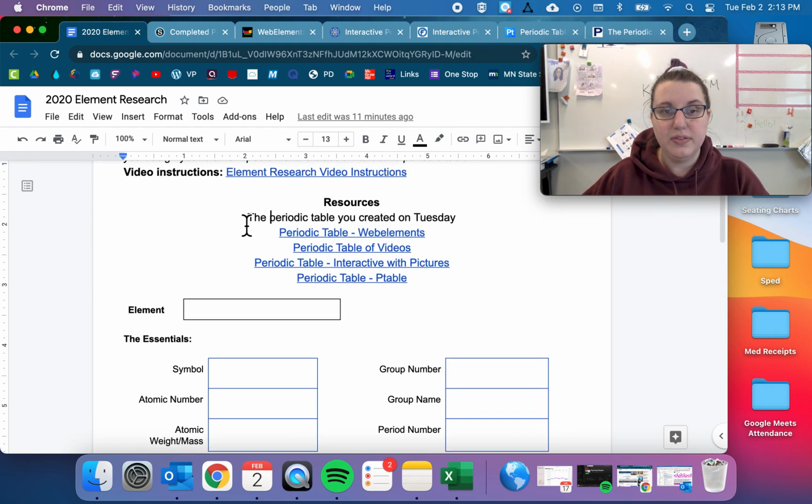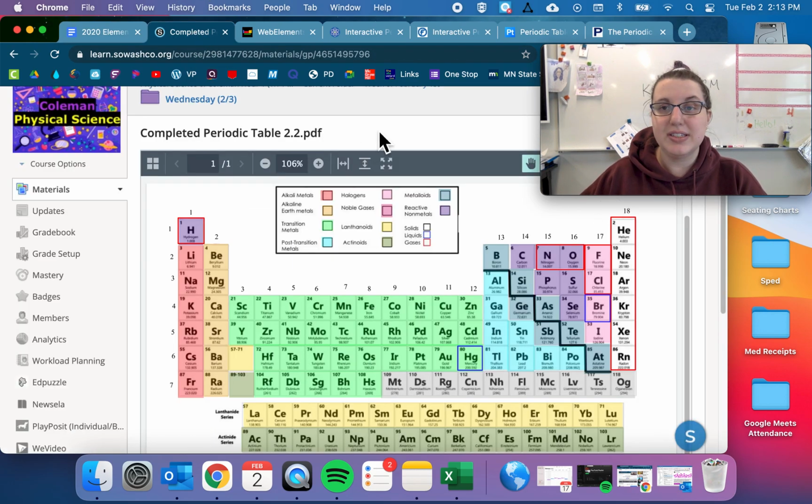So first off, the periodic table you created on Tuesday. You've probably already seen I have a finished one in the Wednesday folder, February 3rd. You can take a look at this. It tells you the group name, so all these colors are their group names. The standard state is the red, black, and blue outlines, so that tells you if it's solid, liquid, or gas at room temperature. It also tells you the group number.